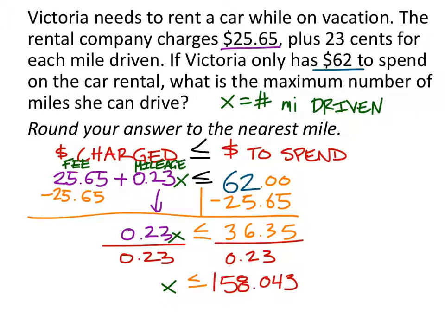So my calculator gives me 158.043, and again that would be in miles, right? Because x is the number of miles driven. And from this, now we can round, right?